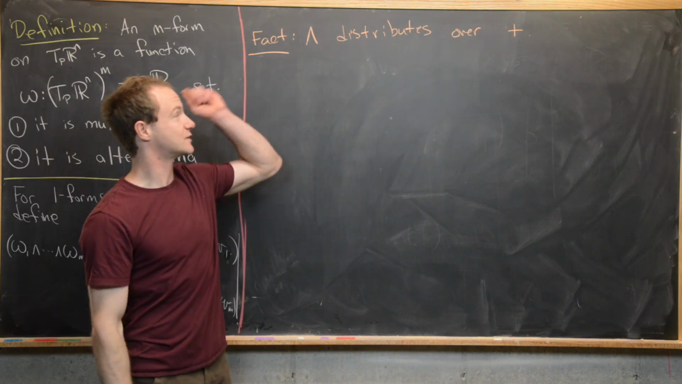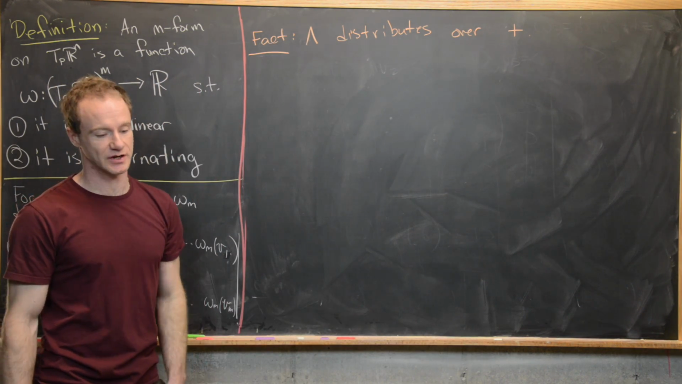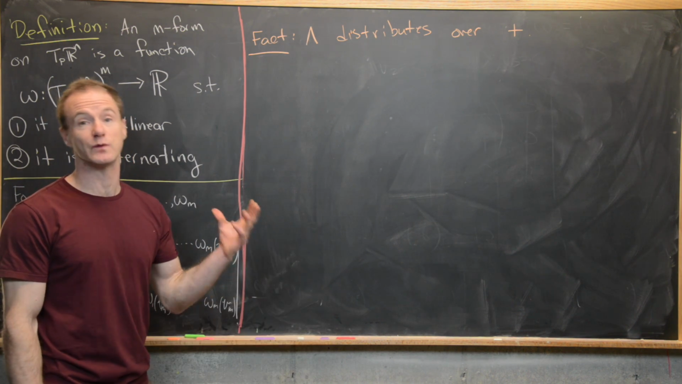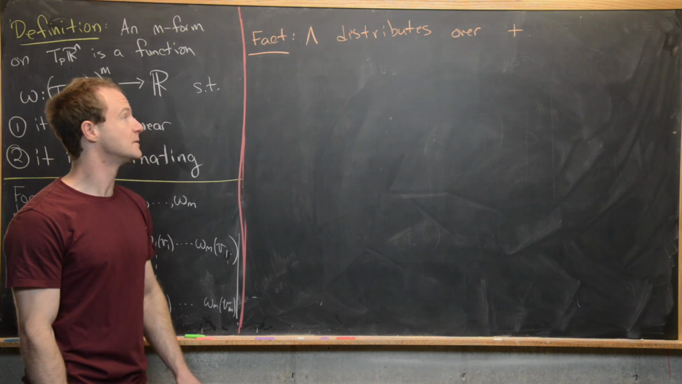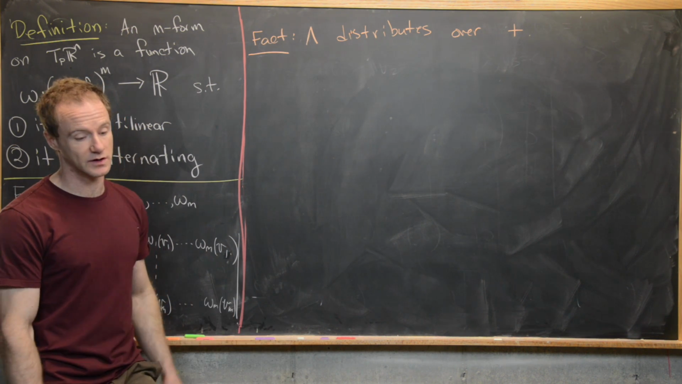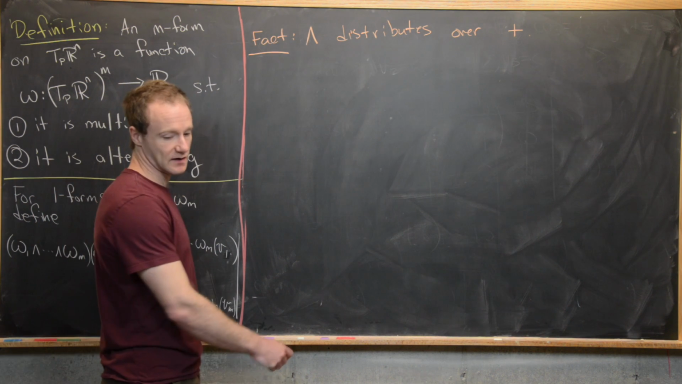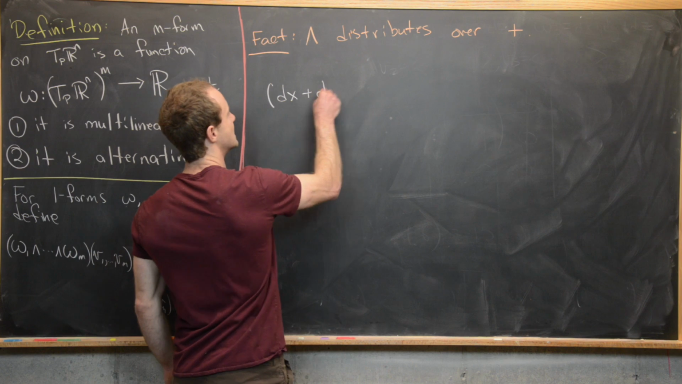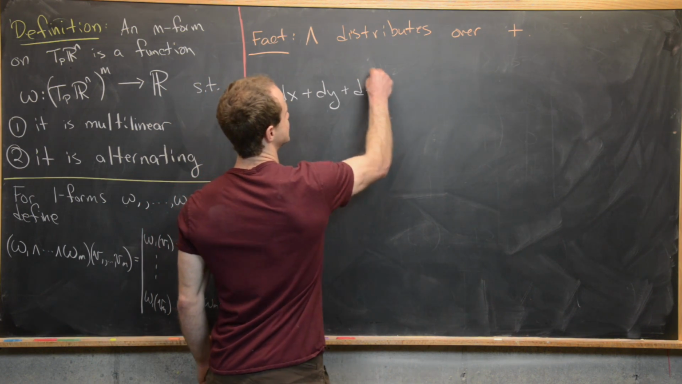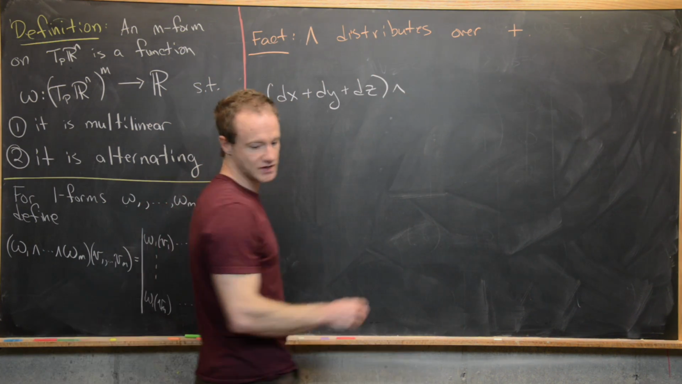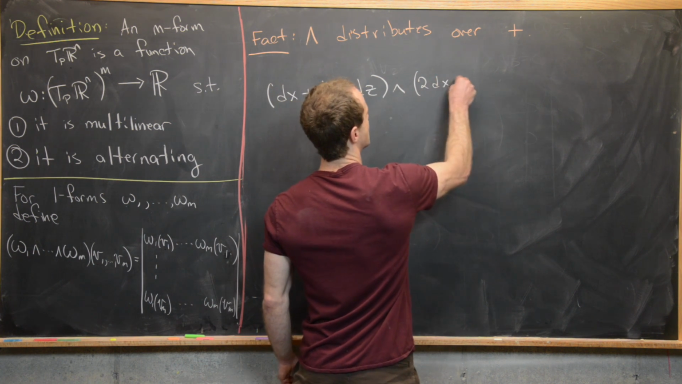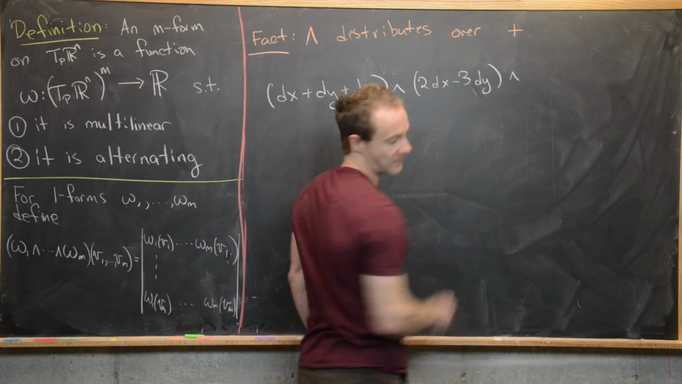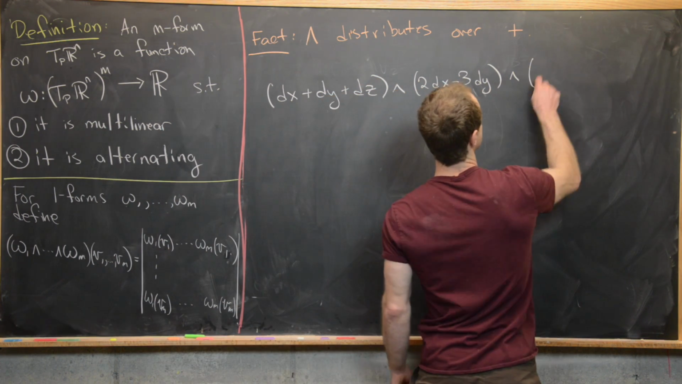And that is that this wedge distributes over addition. That, along with the fact that this wedge product is anti-commutative, which is something we saw and proved in a previous video, makes it fairly simple to simplify these things algebraically. So let's go ahead and do an example where we do that exactly. So let's say we've got dx plus dy plus dz, and then we wedge with 2dx minus 3 dy, and then finally wedge with dx plus 2 dz.